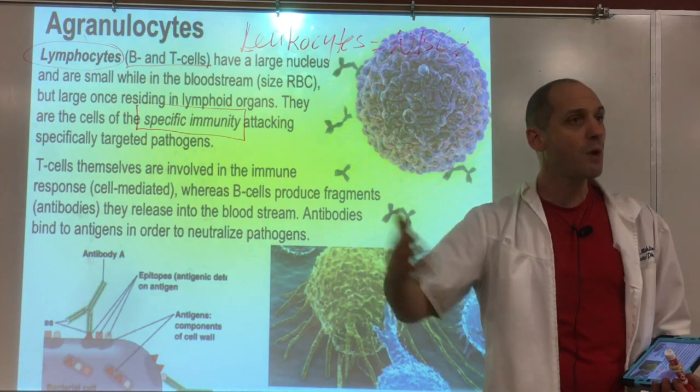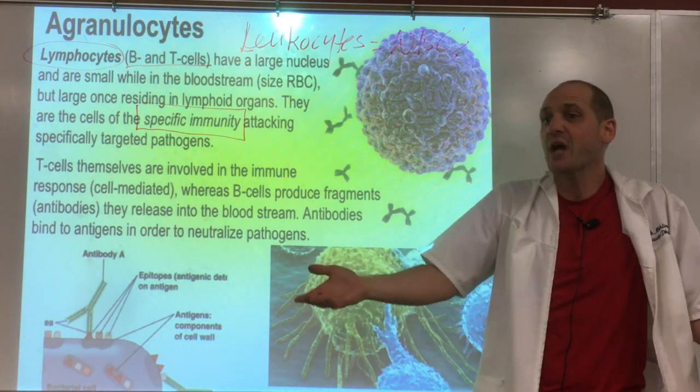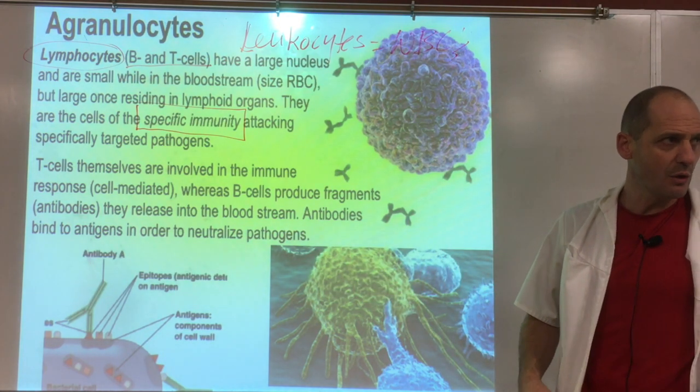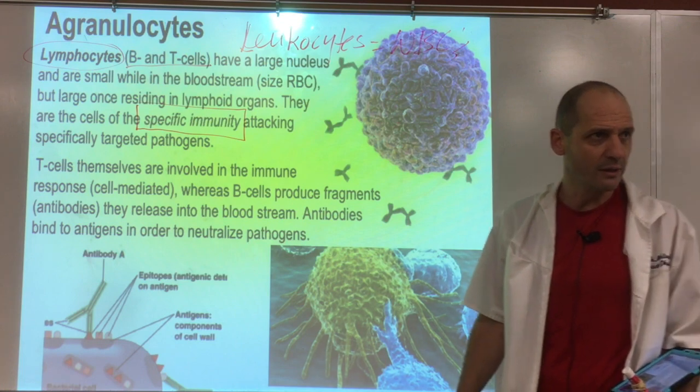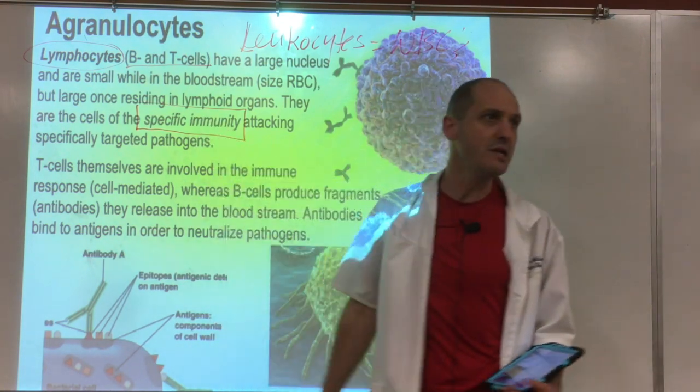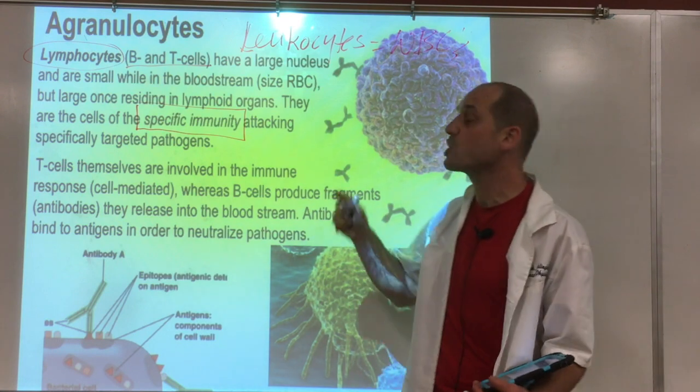And then you get the specific one when you have a previous exposure to something, the body learns what that looks like. That's like you get the chicken pox. The body will get the chicken pox once and then it knows what it looks like. And it's not going to get the chicken pox again. So that's then specific immunity. That's right, because it's learned immunity.